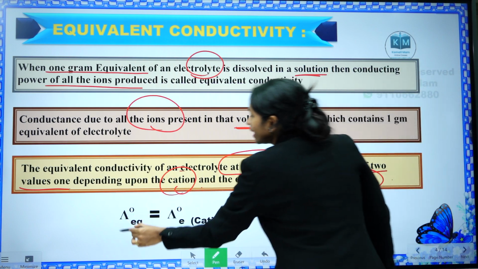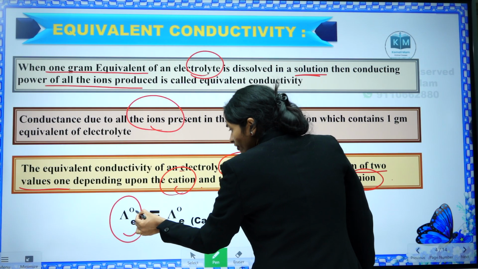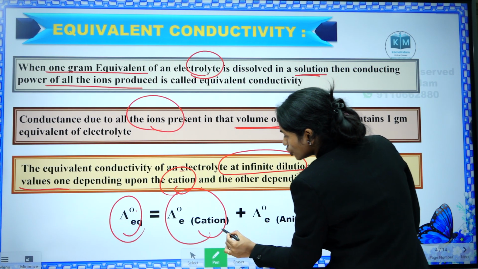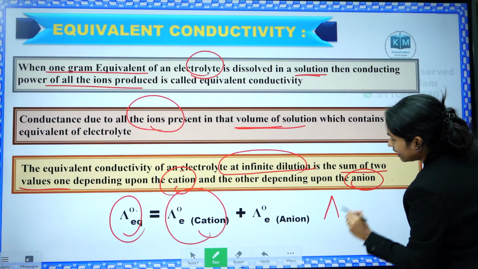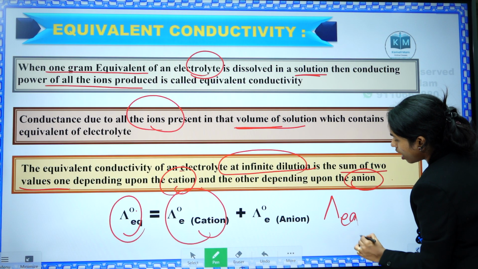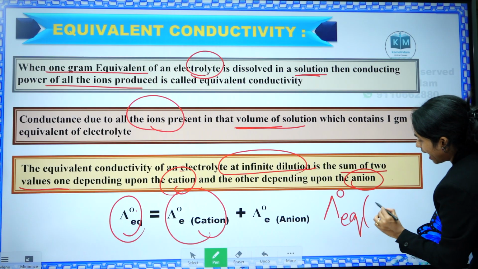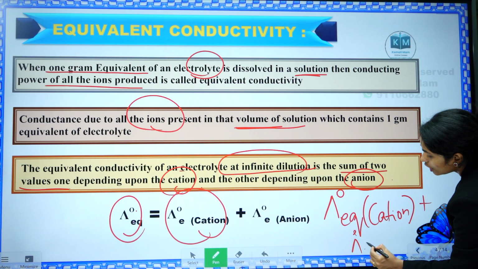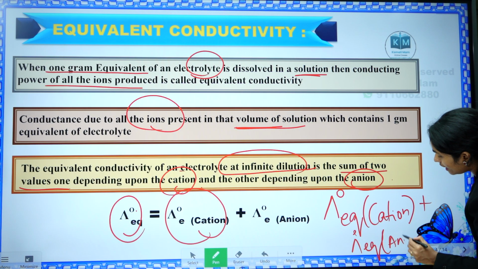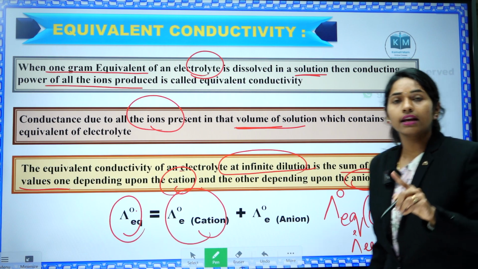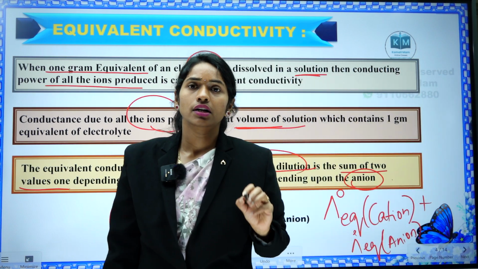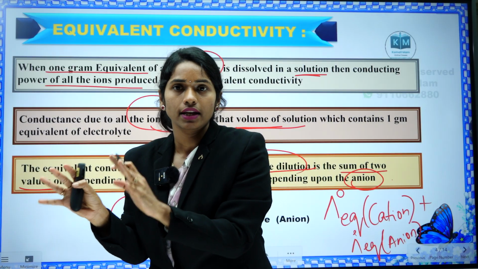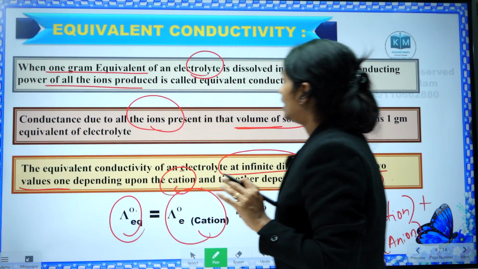That's it. See, equivalent conductivity at infinite dilution is equal to equivalent conductivity at infinite dilution of cation plus, like this you should write, lambda naught EQ of cation plus lambda naught EQ of anion. Sum of the equivalent conductivities of cation plus anion. Here no need to multiply with the stoichiometric coefficient. Number of equivalents of cation plus number of equivalents of anion. That's it. For example, let's see.